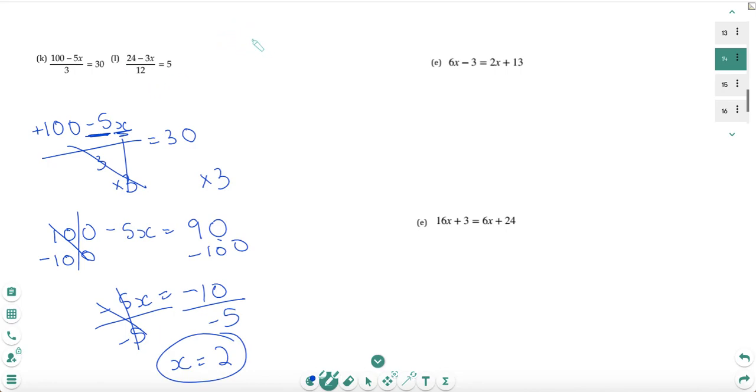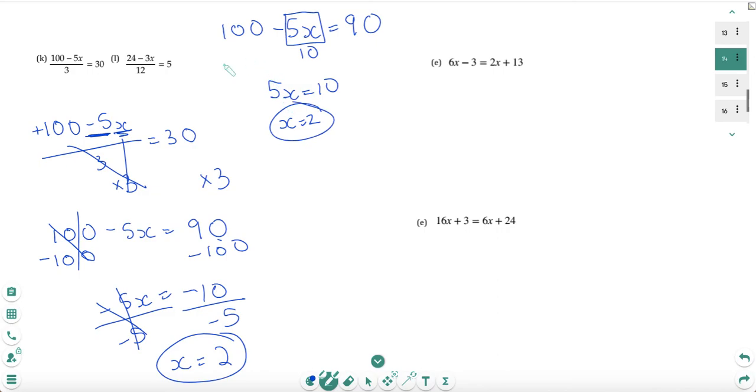Here's another way we could have solved this part. First we got rid of the fraction by timesing by 3, so we were left with 100 minus 5x equals 90. Another way I like to solve this is a bit more of a literal method. 100 minus 5 times something is 90. Well, this whole number here must be 10, because 100 minus 10 makes 90. So I say, okay, 5x must be 10. 5 times what makes 10? Well, 5 times 2.